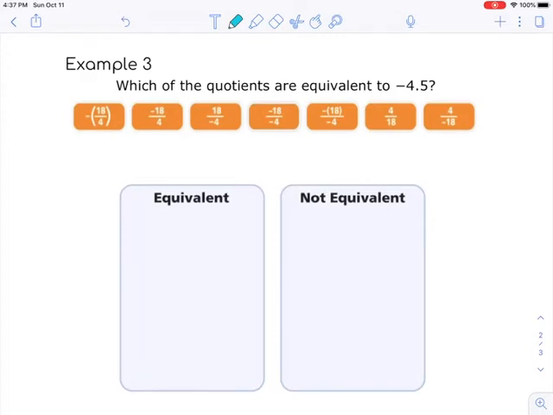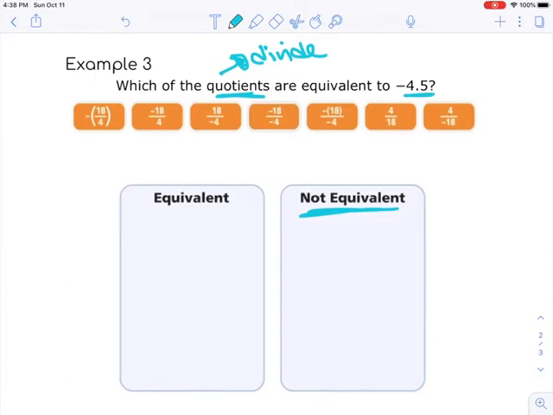Example 3, which of the quotients are equivalent to negative 4.5? Quotient is also a key term here. Whenever you see the word quotient, this means to divide. Quotient is just another term for division. The first thing that I'm going to do here is use a process of elimination, because I know my answer is going to be negative. So the first thing I want to look through here is, are there any quotients, any divisions, that when we would divide, we would actually get a positive, which would mean that it would not be equivalent. So let's start here. We have negative 18 over 4.